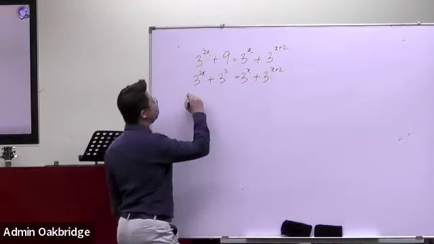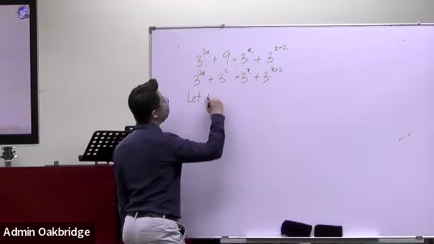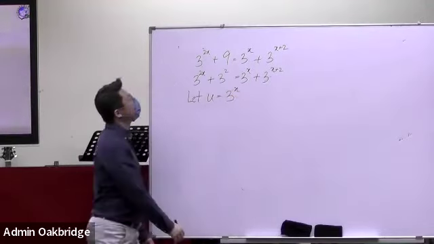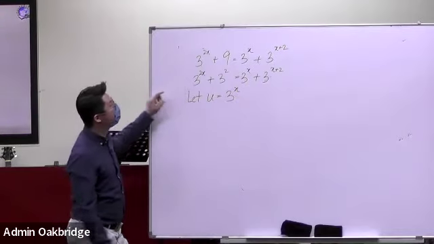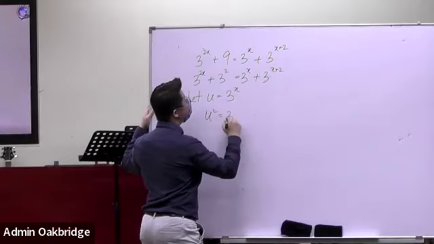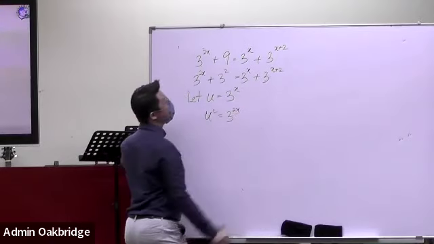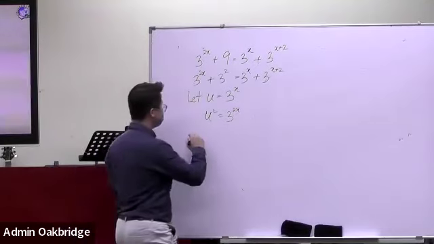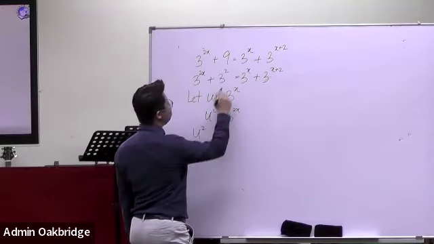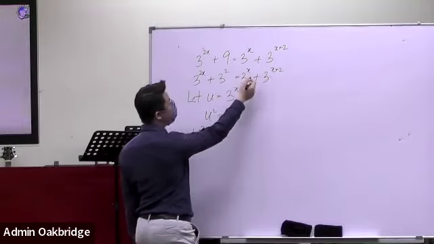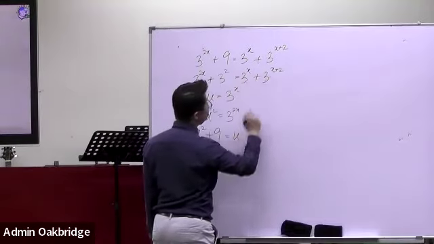You can let u equal 3 to the power of x. And now see this one is what? If you take the square of both sides, you have u squared equal to 3 to the power of 2x. And now you know that this 3 to the power of 2x is actually u squared. And then this is 9. All right, 9. 3 to the power of x is u.